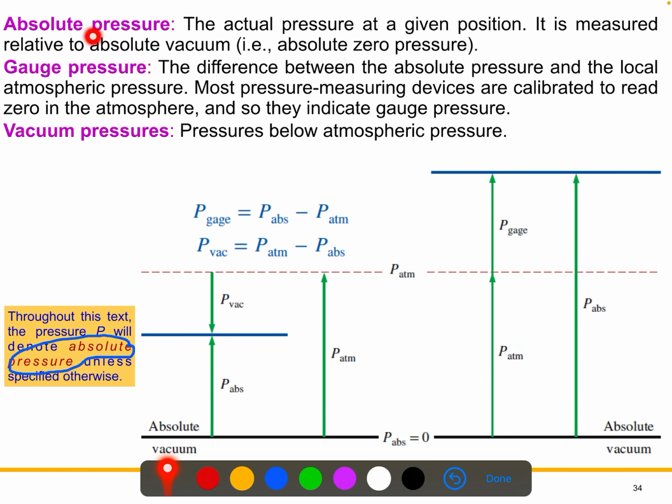Absolute pressure is the actual given pressure. The gauge pressure is the difference between the absolute pressure and the local atmospheric pressure. Here you can see the definition: gauge pressure is absolute pressure minus atmospheric pressure, and the vacuum pressure is the pressure below atmospheric pressure. So basically these are the 3 definitions.